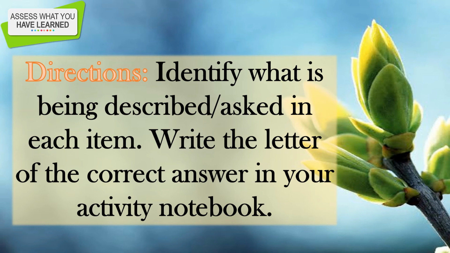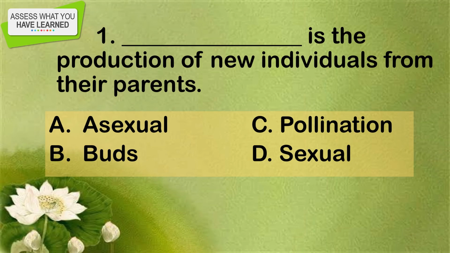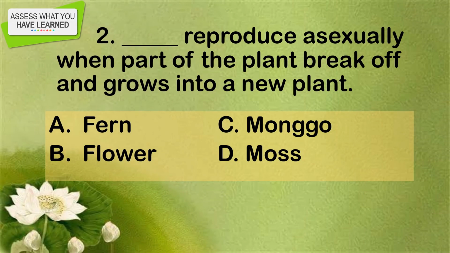Write the letter of the correct answer in your activity notebook. Number 1. Blank is the production of new individuals from their parents. A. Asexual. B. Buds. C. Pollination. D. Sexual. Number 2. Blank reproduce asexually when part of the plant breaks off and grows into a new plant. A. Fern. B. Flower. C. Mungbean. Or D. Moss.